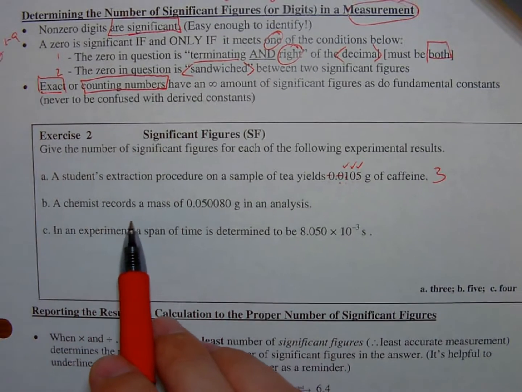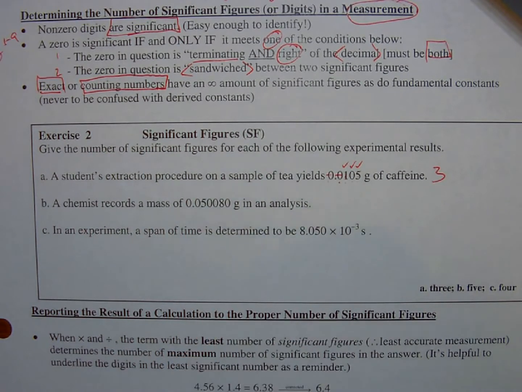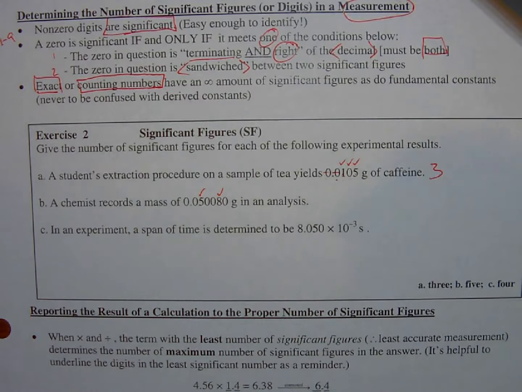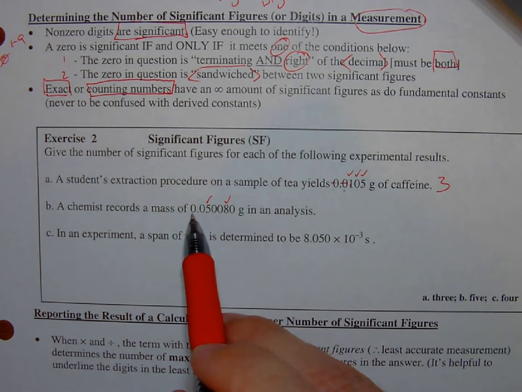B, a chemist records a mass of 0.050080 grams in an analysis. So here are my non-zero digits. Those are ones that are easy, so I got 2 so far. I see my 2 zeros in front here. They're not terminating, so those are not significant.